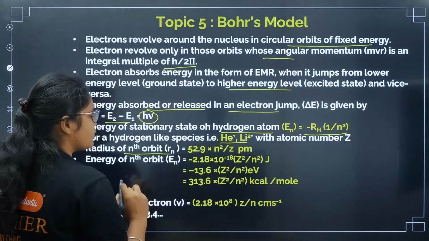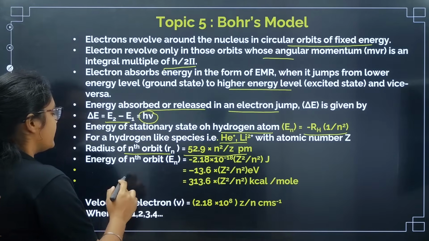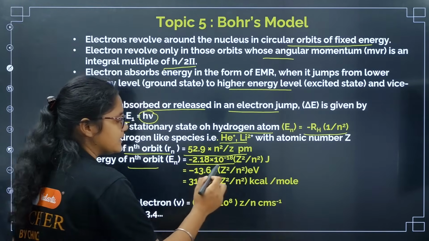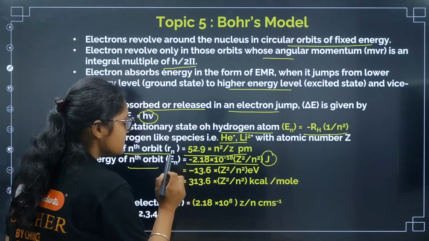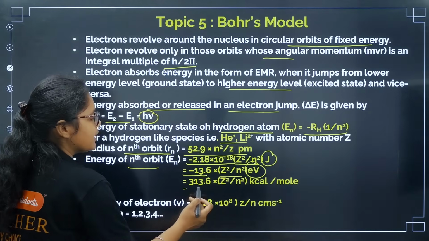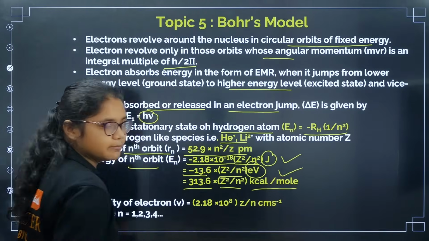And the radius of nth orbit is given by 52.9 n square by Z picometer. Energy of nth orbit is minus 2.18 into 10 to the power of minus 18 Z square by n square in joule, minus 13.6 Z square by n square in eV, and minus 313.6 Z square by n square calorie per mole. These two units you have to remember.